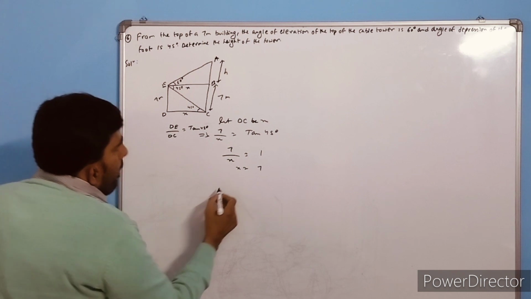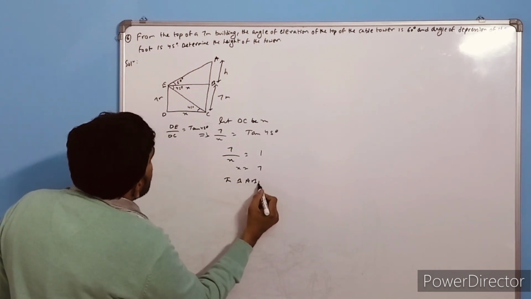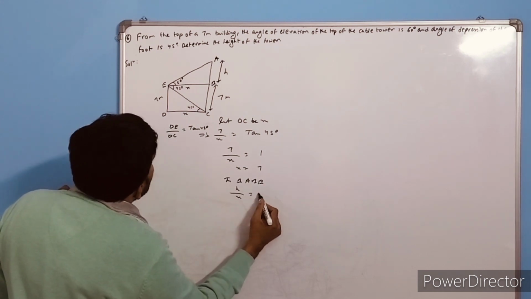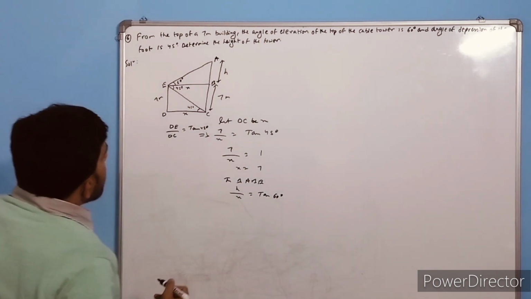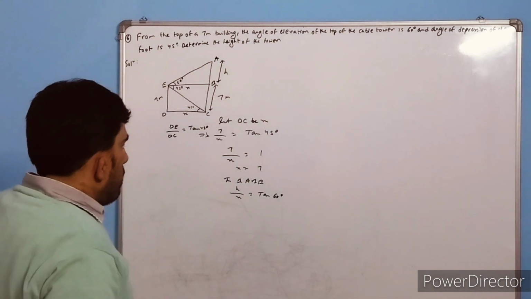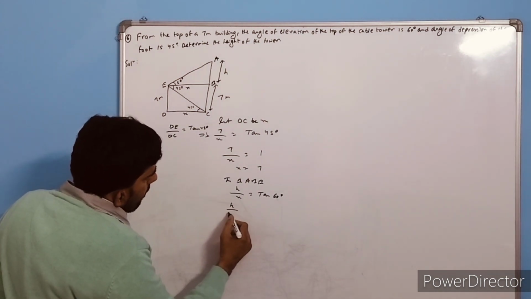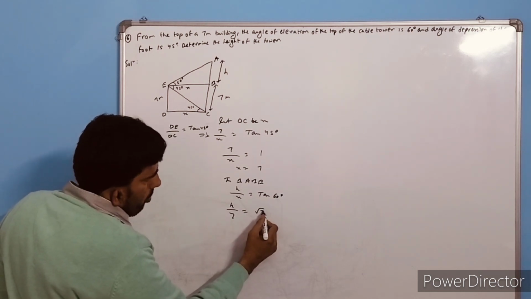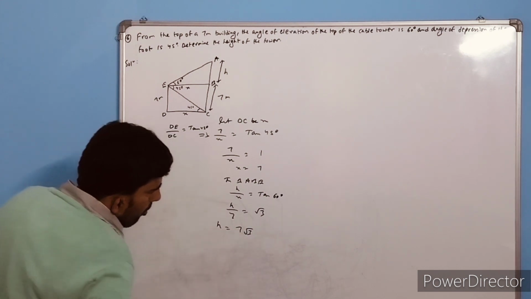So now in triangle ABE, h upon x is equal to tan 60 degrees. Here I have considered angle of depression. Now I am considering the angle of elevation. So what I got, h upon x, x is 7, is equal to tan 60. What is tan 60? Root 3. So I got h is equal to 7 root 3.